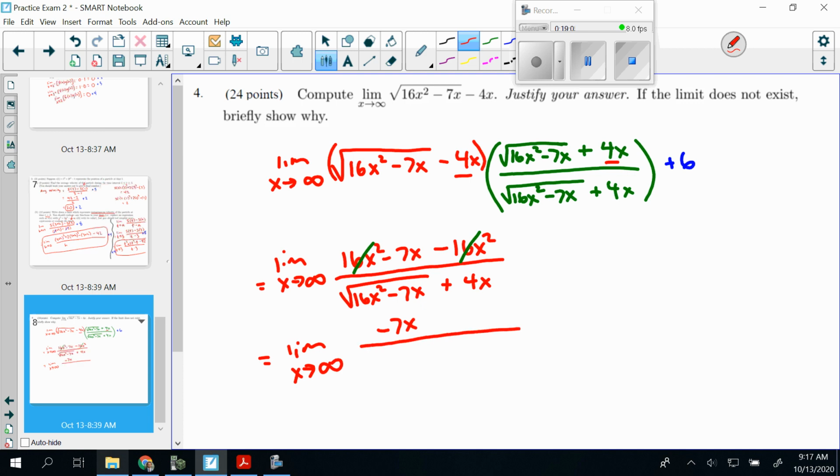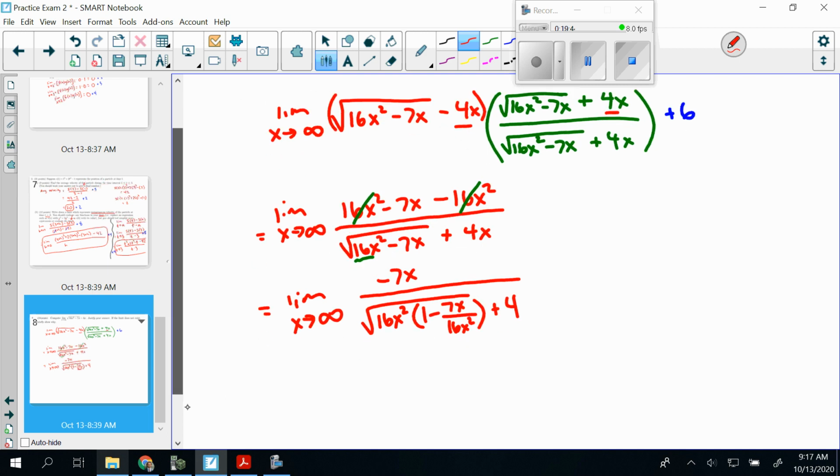On the bottom, one thing it looks like we could do here is factor out this term, because that is a perfect square and we could get that out of the radical. So let's factor out a 16x squared then. So what would be left is 1 from that first term minus, if we factored 16x squared from 7x, that means really we just divide it by 16x squared.